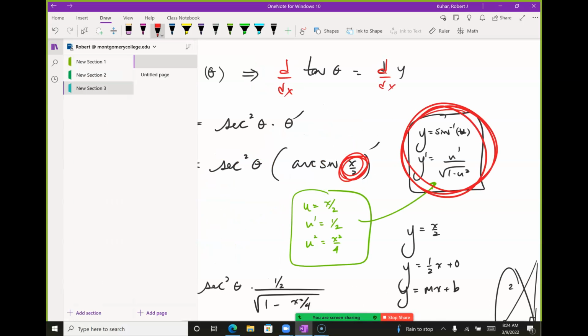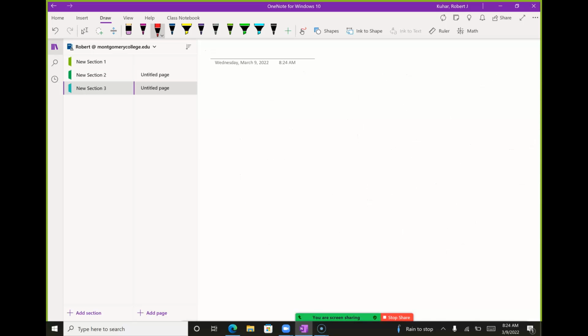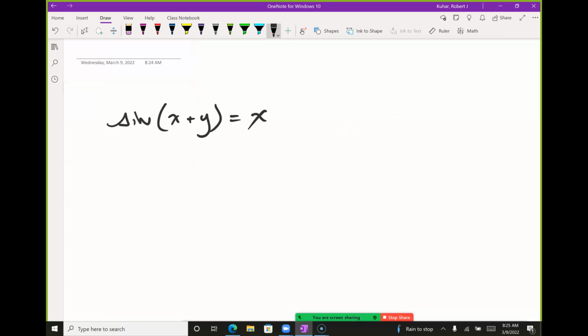Okay, this is a problem from Afsoon. So far, both problems are very good candidates for the test. Of course, everything we did Monday is also very possible. I like this one. This is one of my favorite problems. So sine of x plus y equals x. And I want to find y prime in terms of x, right?